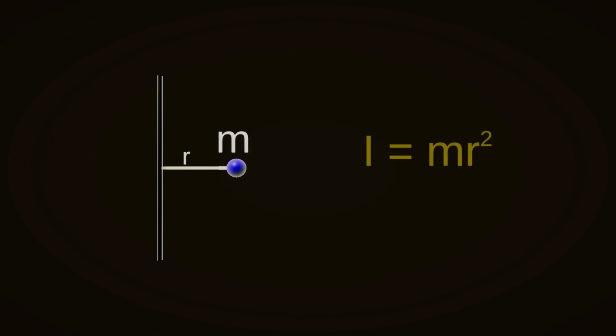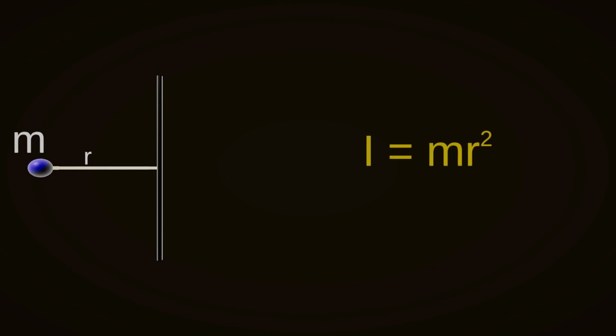For a point object that is rotating about a given axis at a distance of r, the moment of inertia is defined by the formula I is equal to mr square. Here from the equation itself we can understand that it is proportional to the square of the radius, that is, when radius changes, the change in moment of inertia is more than when mass changes.